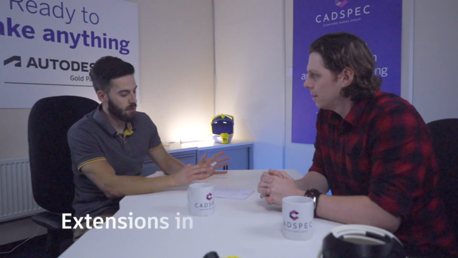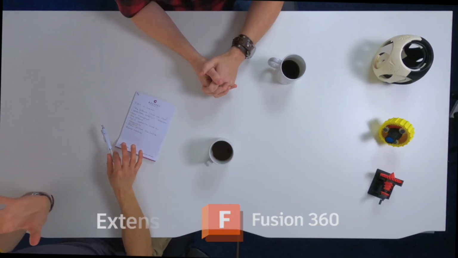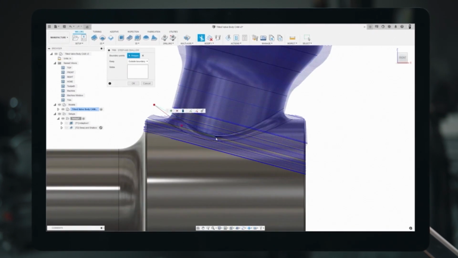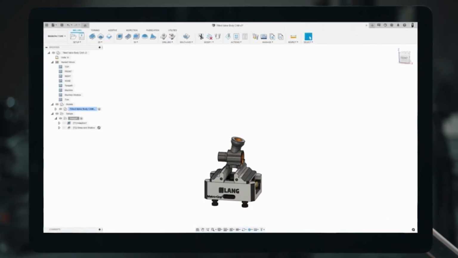Absolutely. So Fusion 360, do you want to tell them a little bit about the extensions that you get with Fusion 360? Yeah, this is what I do like about Fusion 360, the fact that you can customize your standard, very accessible, very affordable license with additional add-ons depending on the work you do. For example, there's an additive manufacturing extension where you can do lattice structures and things like that, which you would really struggle to do in Inventor off the bat.